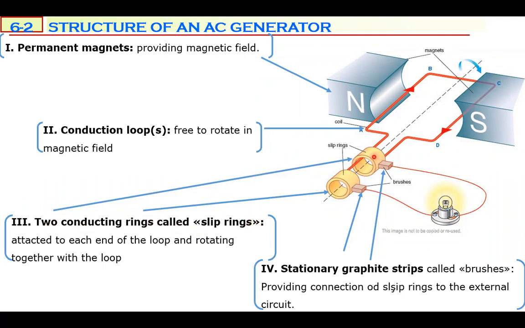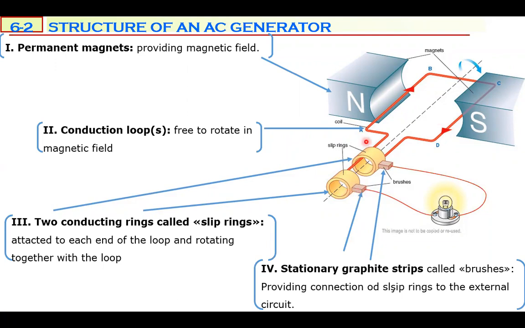One slip ring is this one, another one is that one. Each slip ring is attached to one end of the coil. So for example, this one is attached to the left end, that one is attached to the right end of the loop. And there are stationary graphite strips called brushes. One brush is in contact with one slip ring, the other brush with the other slip ring.